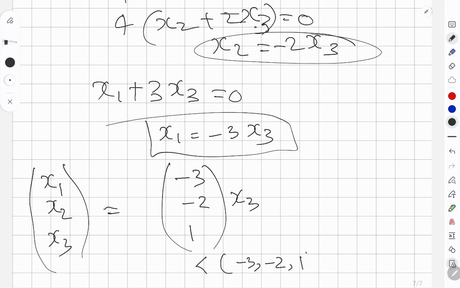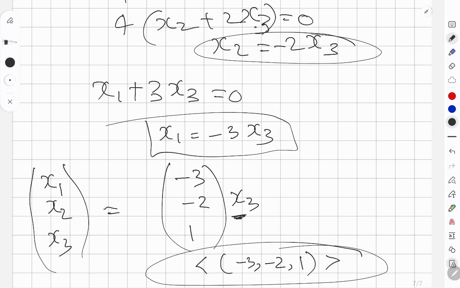This is a particular solution? No, it's a free variable. It's a homogeneous equation. We have infinitely many solutions, so that's why I'm writing it. What is it called? It's a general solution.